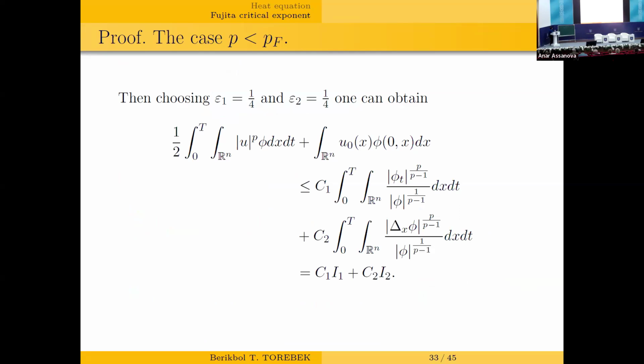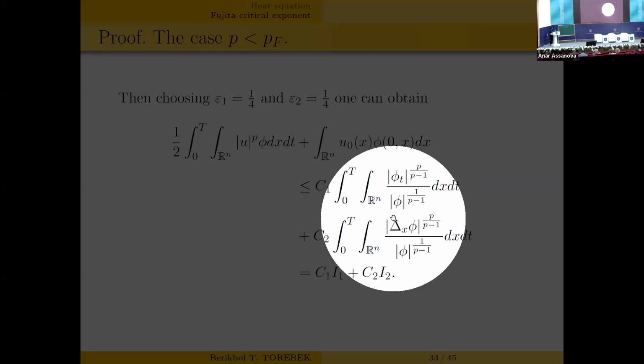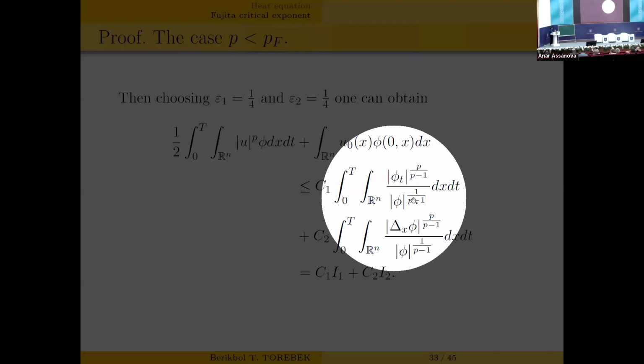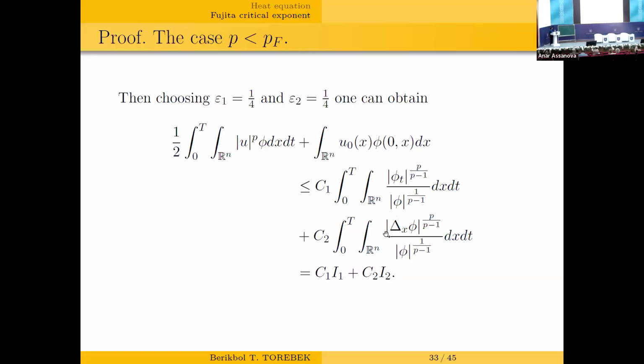Here, the right-hand side depends only on the test function. And now we should estimate this term and this term.